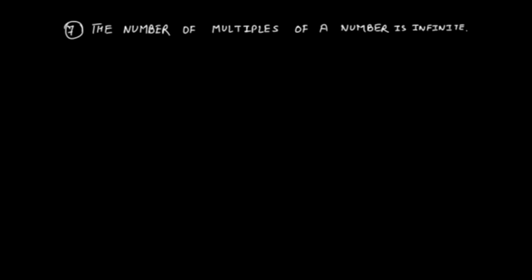Now this is point number 7, and it says that the number of multiples of a number is infinite. So we saw that the number of factors of a number is finite, right? If you remember, for 12, the factors were 1, 2, 3, 4, 6, and then 12. So here you had 6 factors.